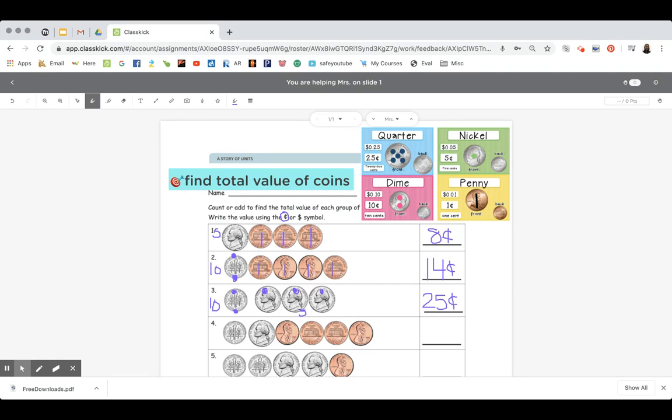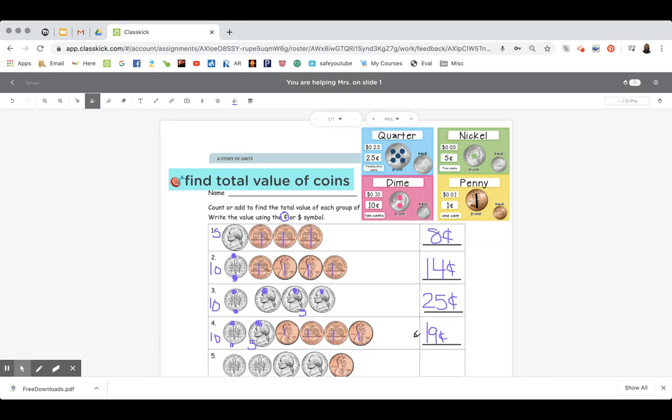If I look at number 4, I again have a dime, and a dime is worth 10. The next coin that I have is a nickel, and a nickel is 5. And then they oh so kindly put some pennies here at the end. So I can start with 10, 15, 16, 17, 18, 19. Or I can count by fives using my dots and then count by ones. 5, 10, 15, 16, 17, 18, 19 cents.